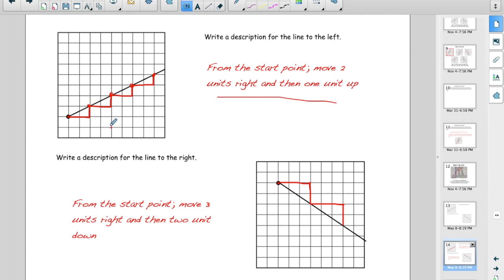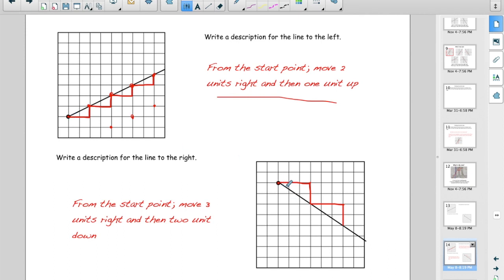If I were to start here and say, there was my start point, go 2 units right and 1 unit up, 2 units right and 1 unit up, I would get a line that has the exact same slope or steepness as this one, but it's not the exact same line because I chose to start in a different place. So in order to get this line, we're going to have to get everyone starting right here.